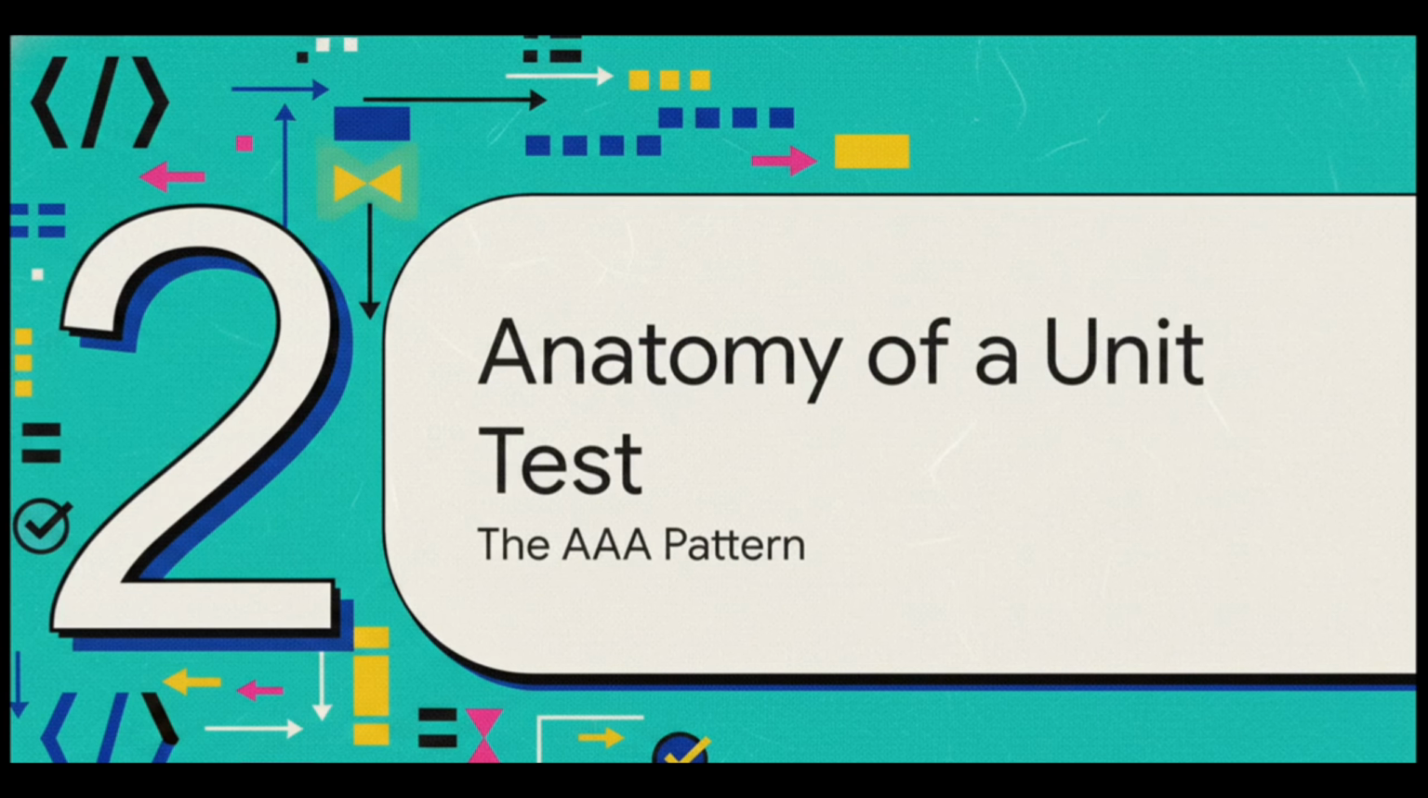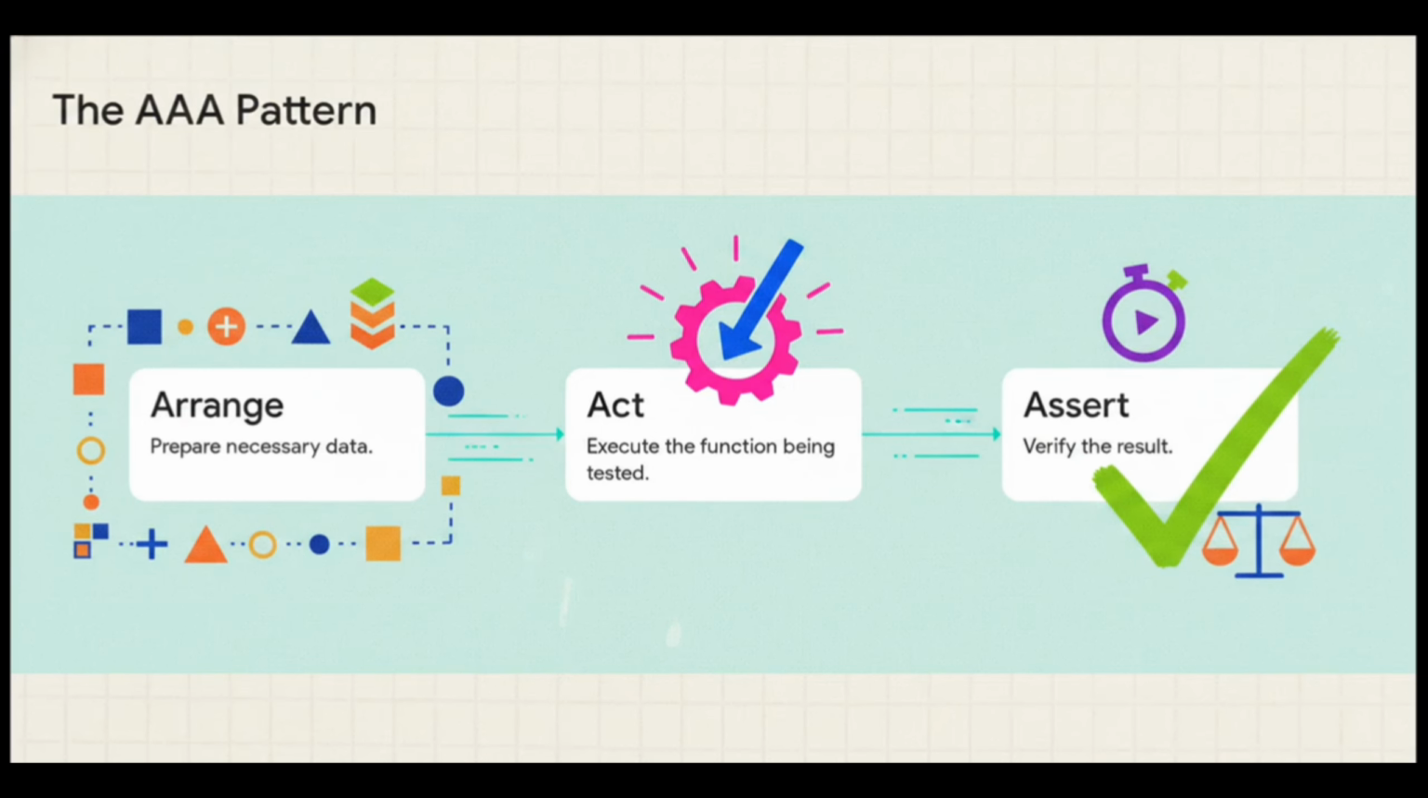Moving right along to section 2, the anatomy of a unit test, specifically focusing on the famous AAA pattern. Okay, so the absolute gold standard structure for writing these things is the AAA pattern: arrange, act, and assert. It goes like this. First, you arrange. That means you prepare your data, like setting up the exact numbers you want to calculate. Second, you act. You literally just execute the function you're trying to test. And third, you assert. You verify that the result is what you expected it to be.